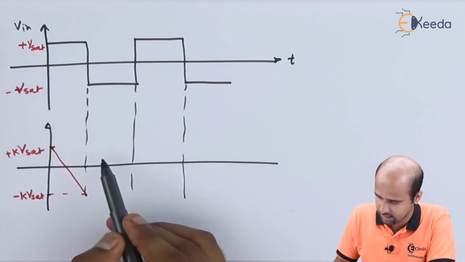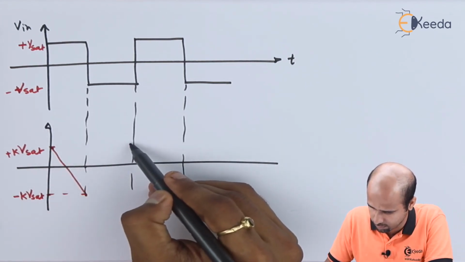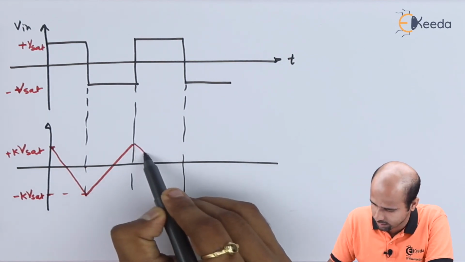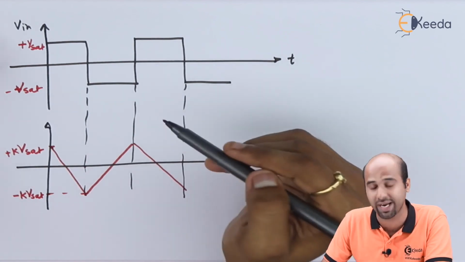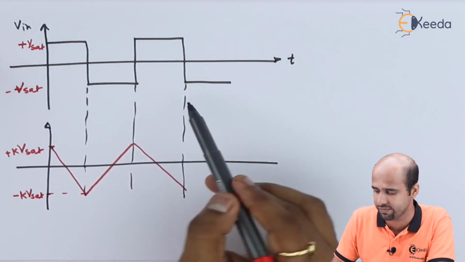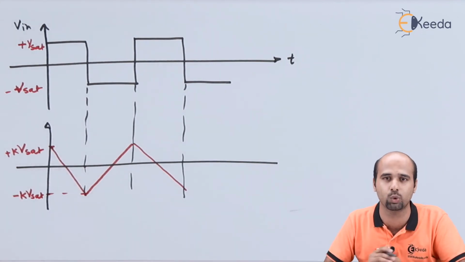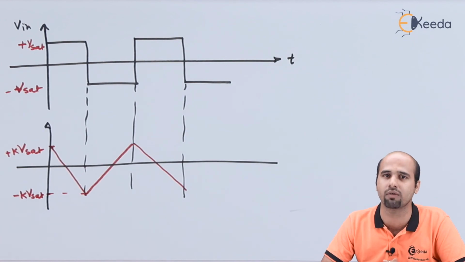minus VSAT, and when this value is negative, I'm getting a positive slope. Mind well. So we will be getting a positive slope over here, and again a negative slope over here for positive sign. So I am trying to convert this square wave signal into your triangular wave signal, and this is how we can implement in regular ICs to convert a particular waveform into another type of waveform.